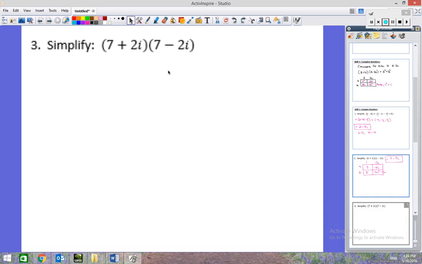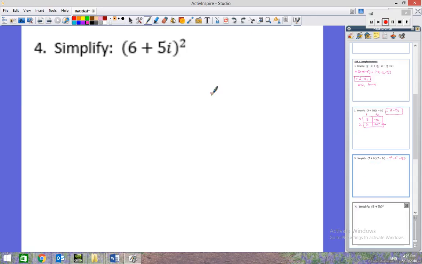Now here I don't necessarily have to construct a table if I recognize that 7 plus 2i and 7 minus 2i are complex conjugates. And remember, if you have a plus bi times a minus bi, it's a squared plus b squared. It's 7 squared plus 2 squared, 49 plus 4, 53. And I could move on much quicker if you recognize that you can use that formula.